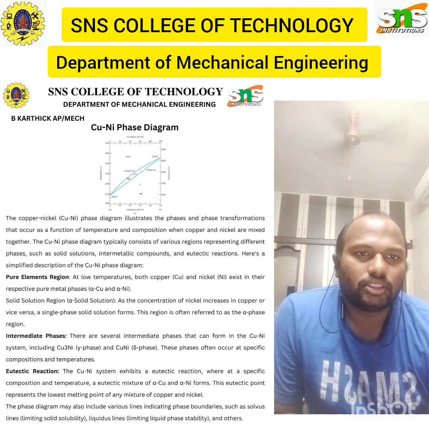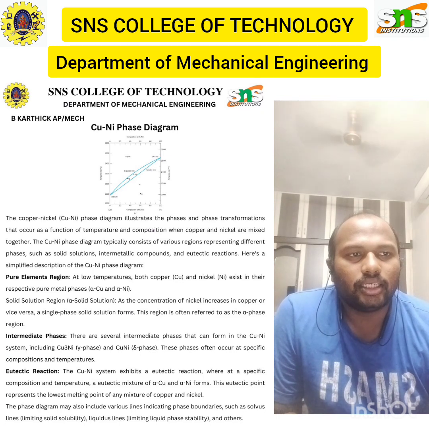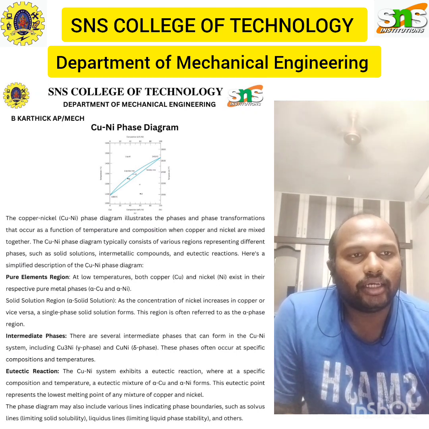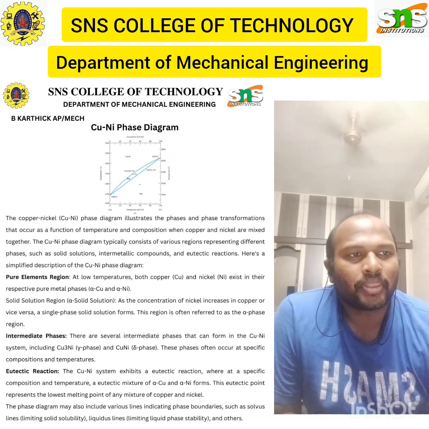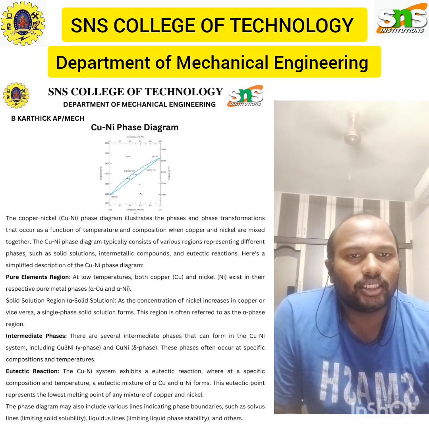The fourth one is the eutectic reaction. Copper and nickel exhibit a eutectic reaction where, at a specific composition and temperature, a eutectic mixture of alpha copper and alpha nickel forms. This eutectic point represents the lowest melting point of a mixture of copper and nickel.